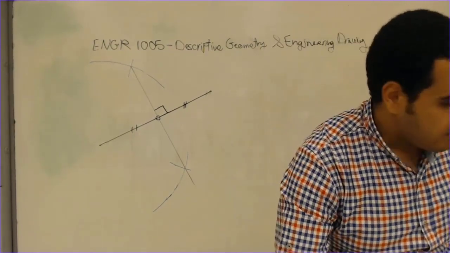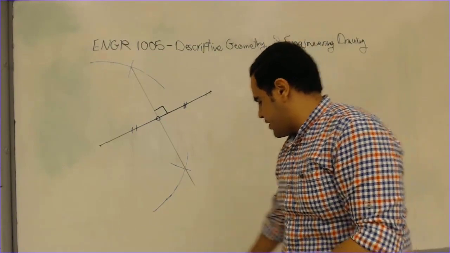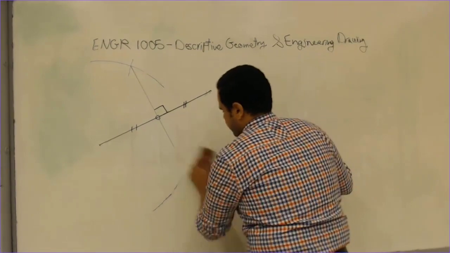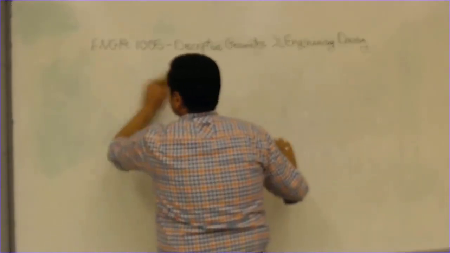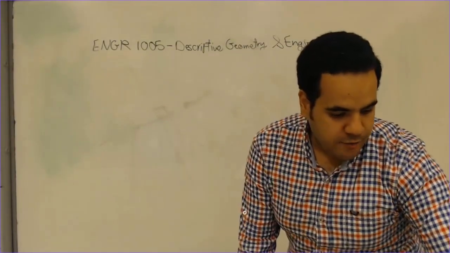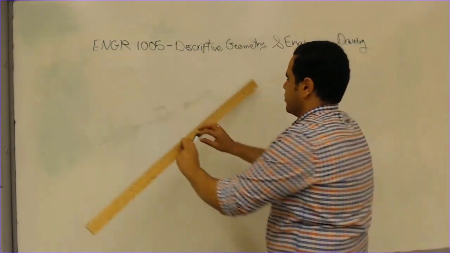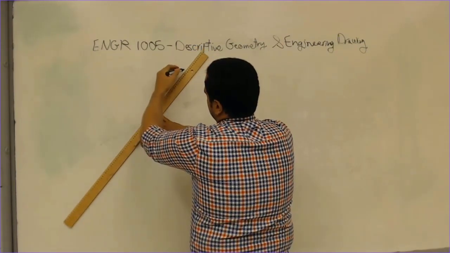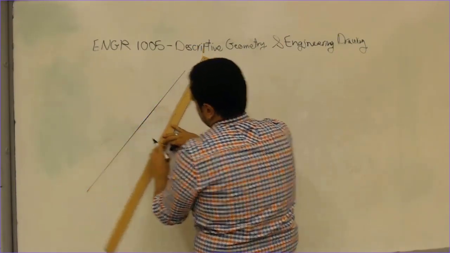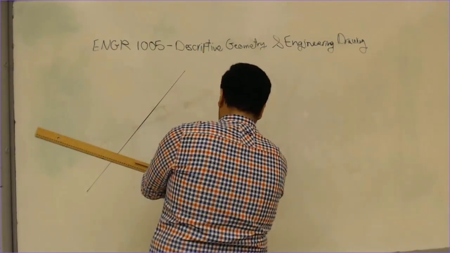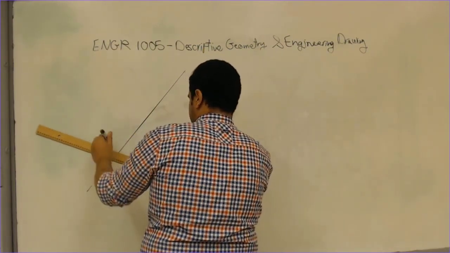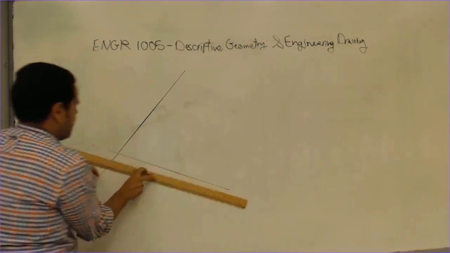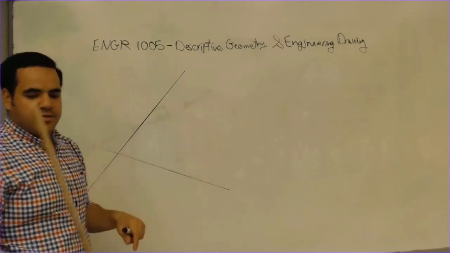The second rule is how to bisect an angle. If you have an angle like this, whether it's a normal, obtuse or acute angle, it doesn't matter. This angle here, and you want to find the bisector of this angle.